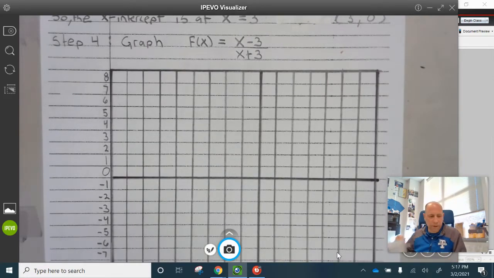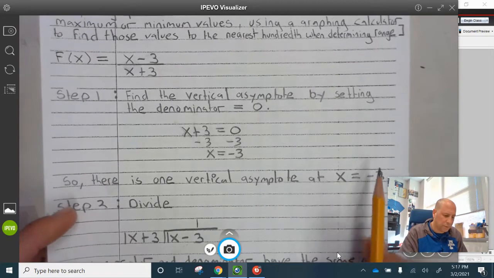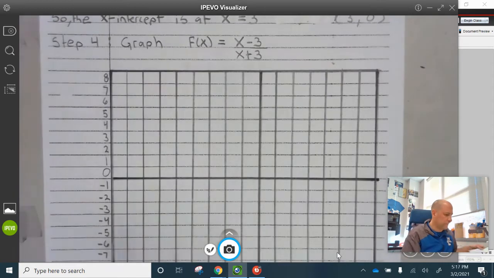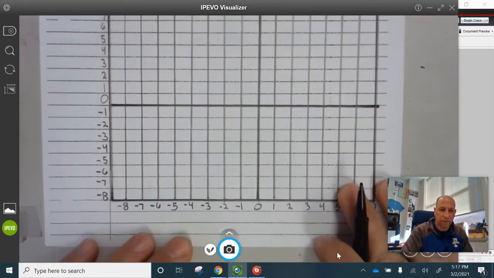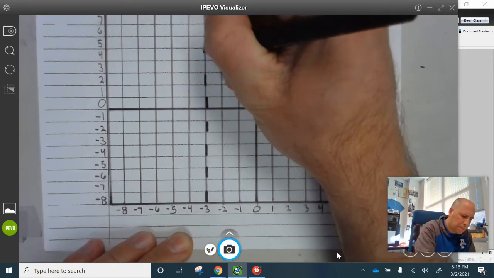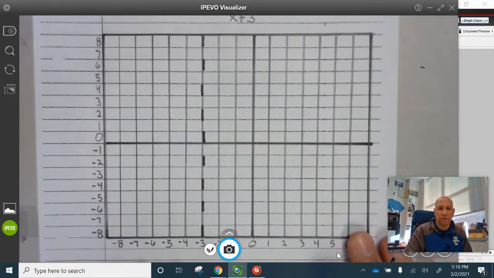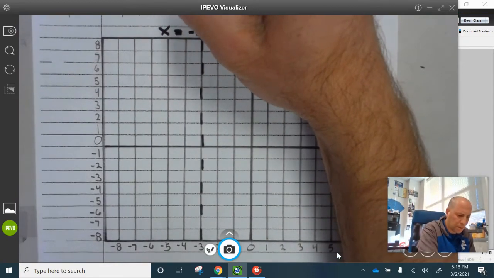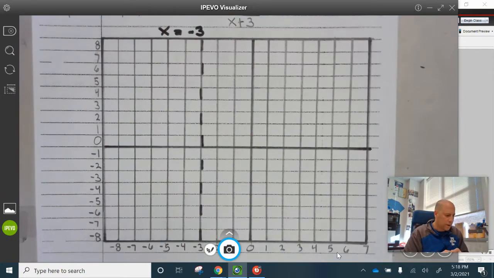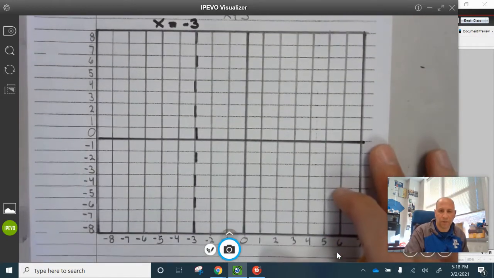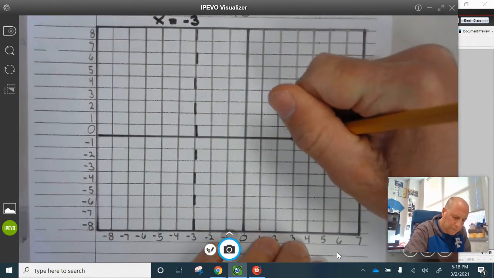Before we do that, we can go back to our asymptote. I'm sorry, yes, it is x equals negative 3. So let's graph that first. So we come here to negative 3, and then we have a vertical asymptote at x equals negative 3. Now we also have an x-intercept at 3 comma 0. So that's 3, 0. We have a point here.